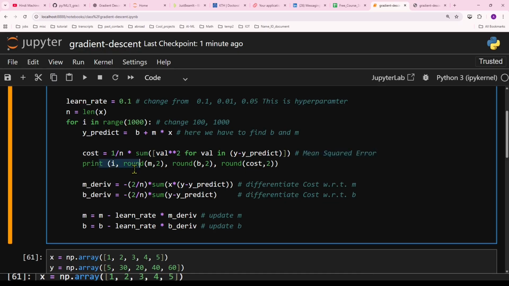Then I'm printing my i. This i is my iterator right here. I'm also printing the value of m, b, and cost function. By the way, I'm rounding them off so that I don't see a bunch of crazy decimals.